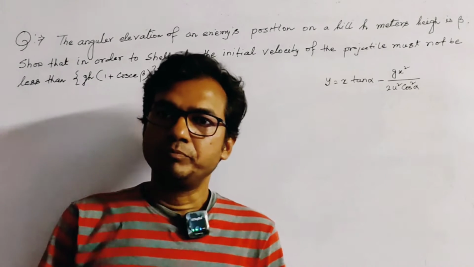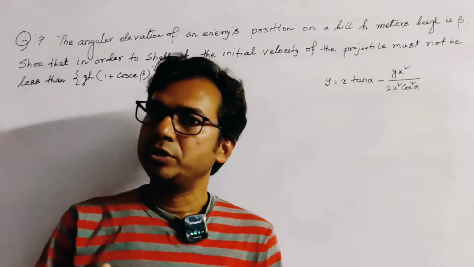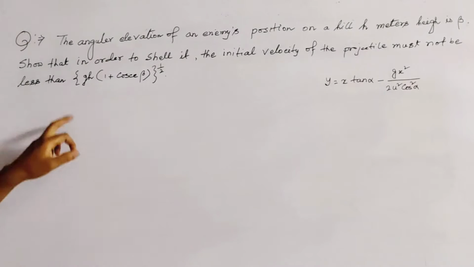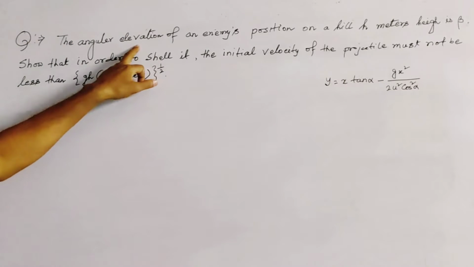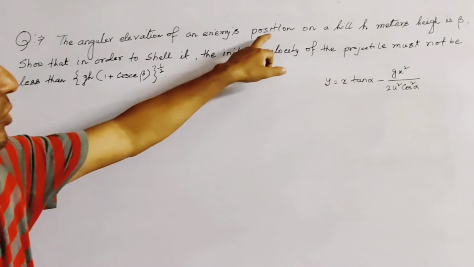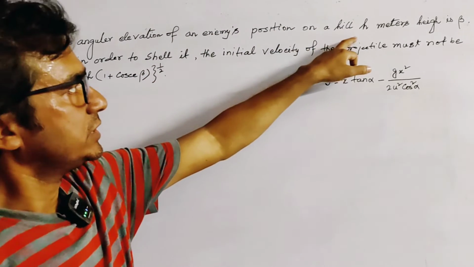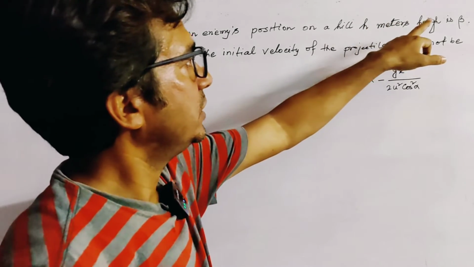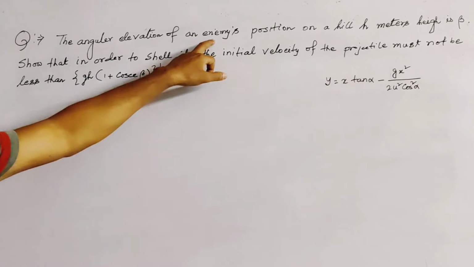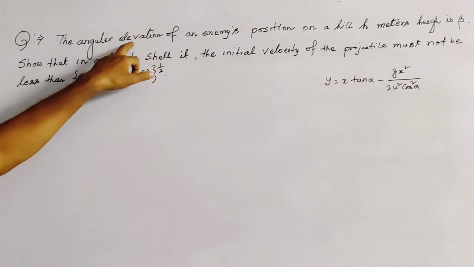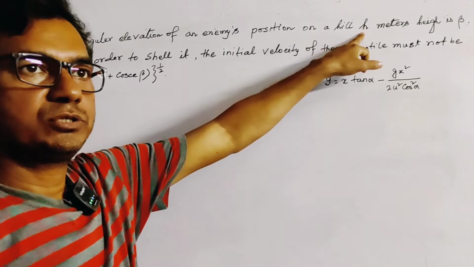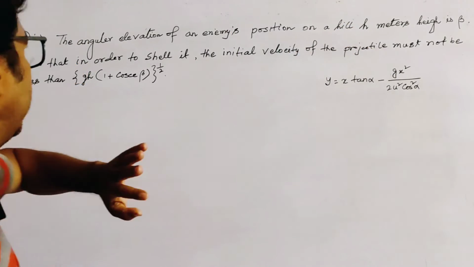This problem is about the motion of a projectile. The problem is: the angular elevation of an enemy's position on a hill h meters high is beta. So the enemy's position has angular elevation beta at height h on the hill.